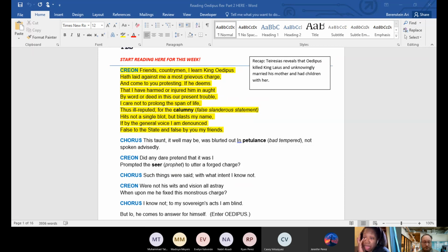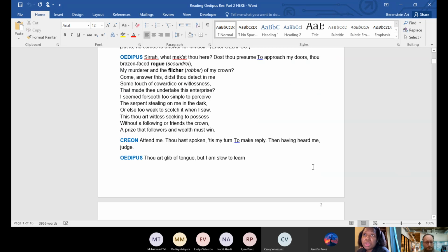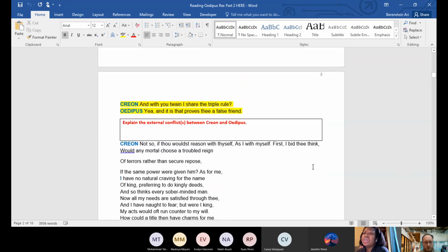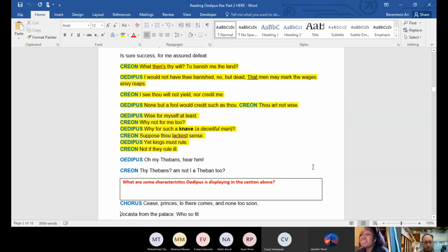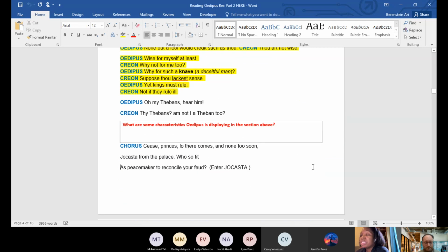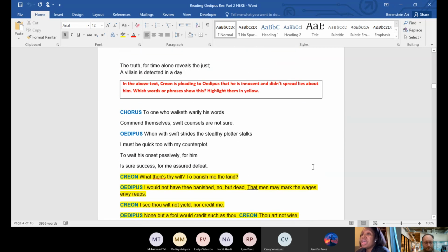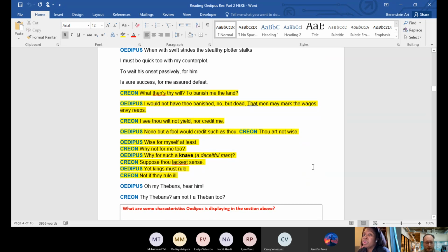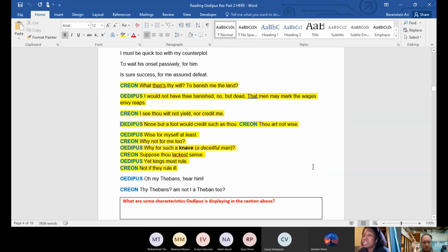Miss Bosman, go ahead. Just with that statement with the chorus, when we do things out of anger, sometimes we're too quick to act, or we may lash out. These are characteristics certainly of Oedipus. This is what the author is giving us. And what does he do with it? That anger creates this conflict even more so with Creon. Very good.